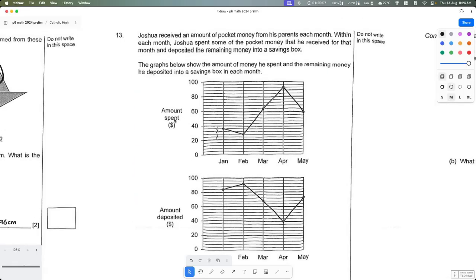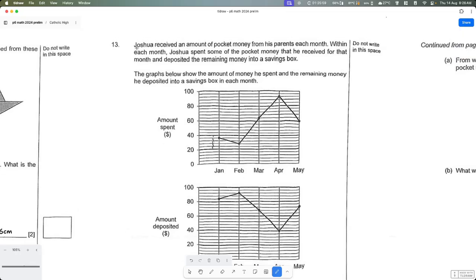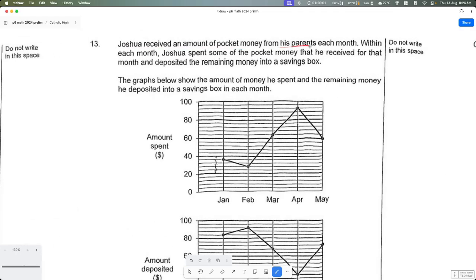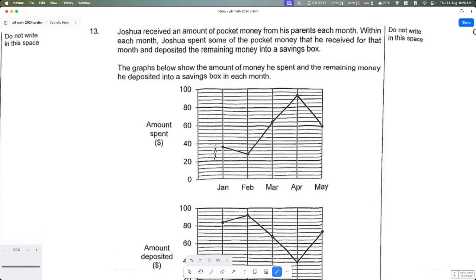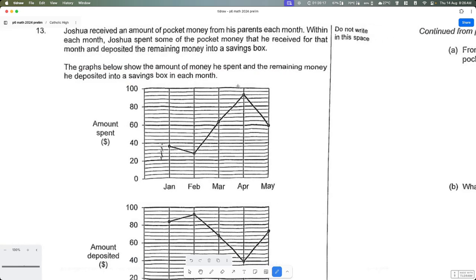All right, so question 13 over here. Joshua received an amount of pocket money from his parents each month. Within each month, Joshua spent some of the pocket money that he received for the month and deposited the remaining money in savings. The graph below shows the amount of money he spent and the remaining money he deposited in his savings box in each month.